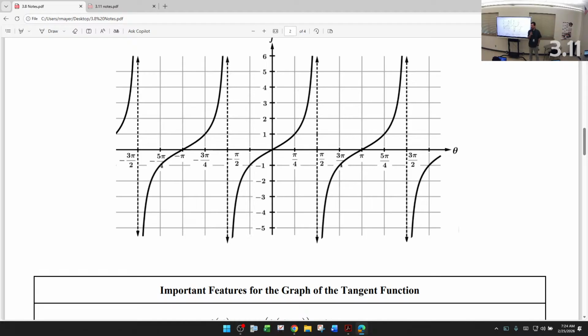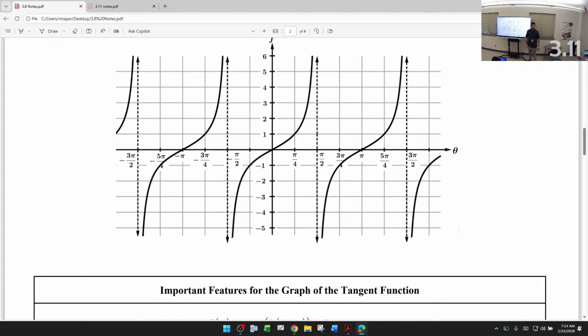Halfway between that should be 1 away. Halfway between there and there, that should be 1. If it's 1, then the A value is 1. If it's 2, then the A value is 2. If it's 1/2, then the A value is 1/2. Okay, that's the only place you can really tell if it's stretched or shrunk.